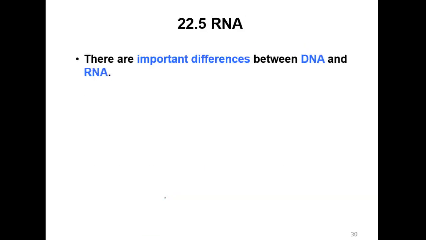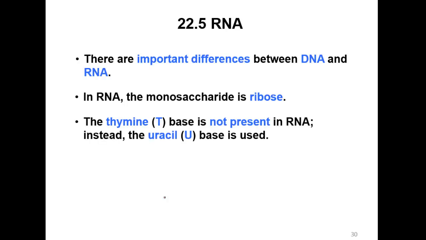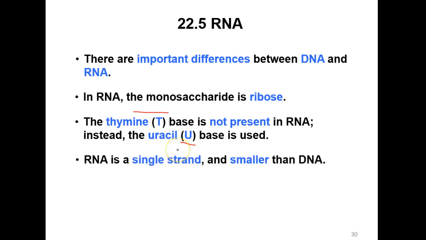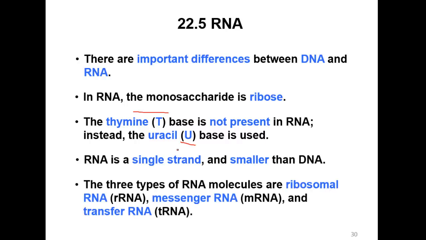Okay, so now let's talk about RNA, because RNA is really responsible for making our proteins. There are a few differences in RNA, which we've talked about. One, the monosaccharide is ribose, not deoxyribose, so that's the big deal. The other is that it doesn't use T, it uses U instead. So rather than an A to T pair, you have an A to U pair. RNA is a single strand and smaller than DNA. It's not a double helix, it's a single strand.